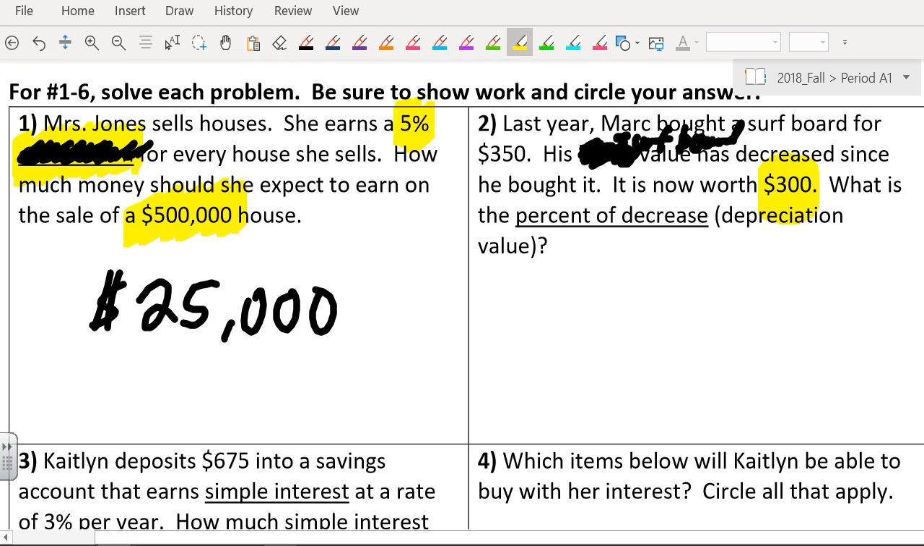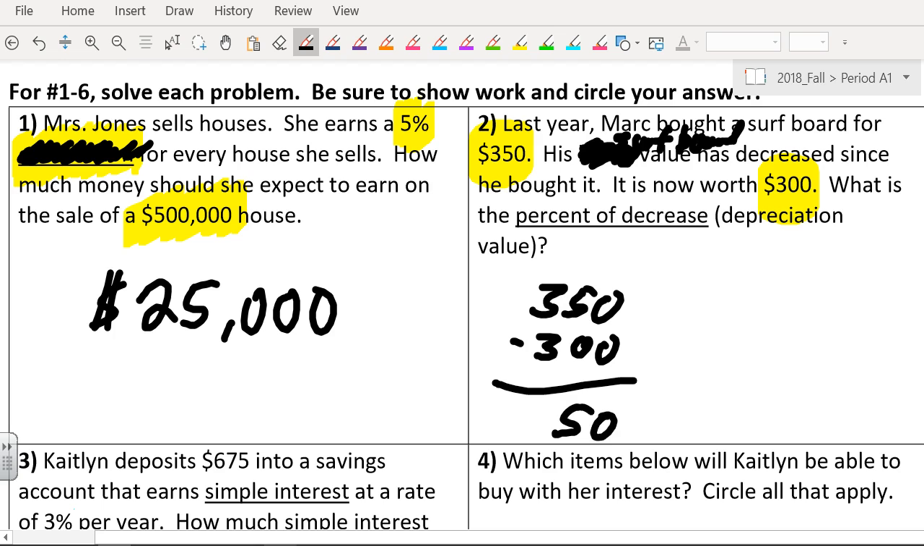Okay, what was the percent? So we have 350. Did you say 50? Good. So we're going to subtract to find out how much the dollar amount was. And he's right, 50 bucks. Now we have to find out how much that is as a percent. So how much percent is 50 out of 350, the original?